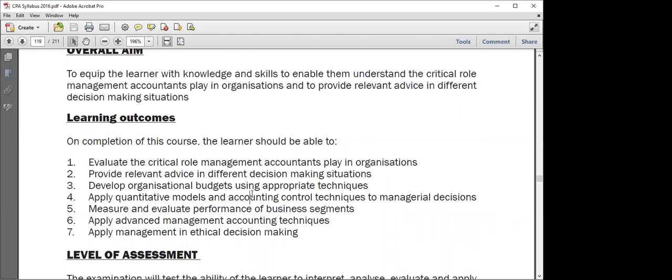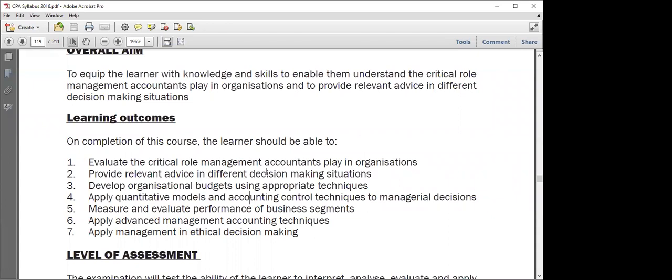We also look at lead time management. We look at different techniques in here and see how we use those kinds of techniques to be able to make decisions for the organization, to support management in making different decisions.